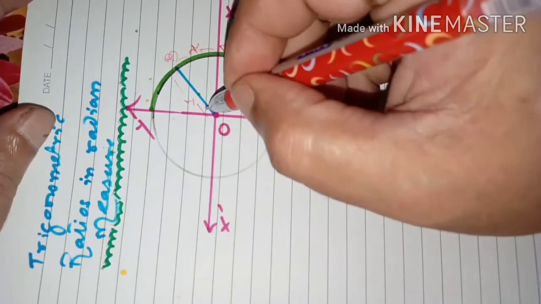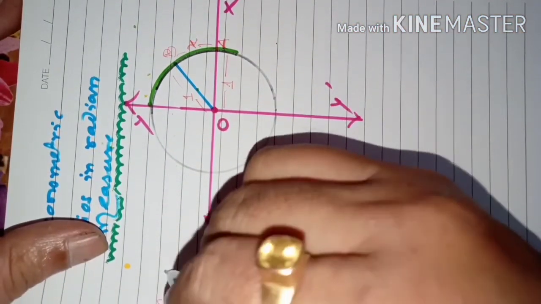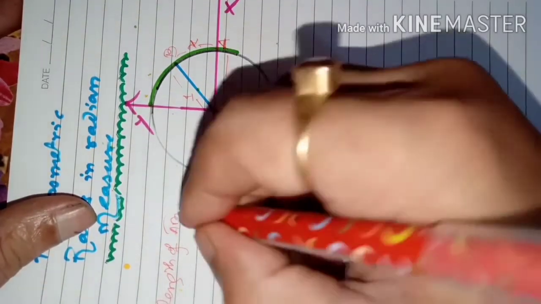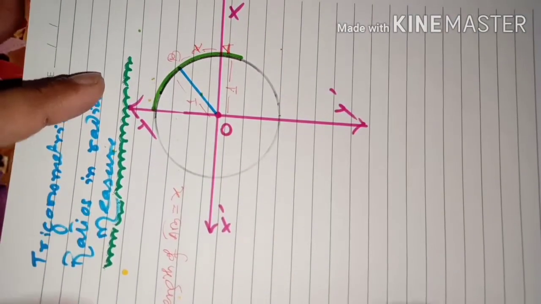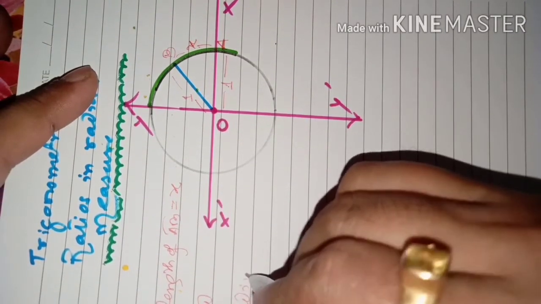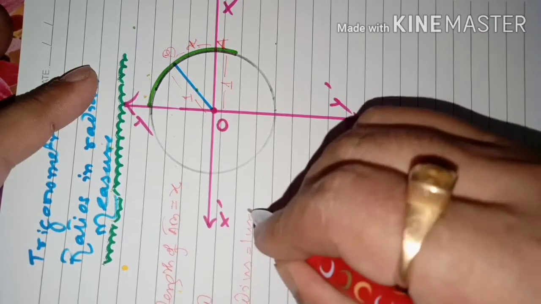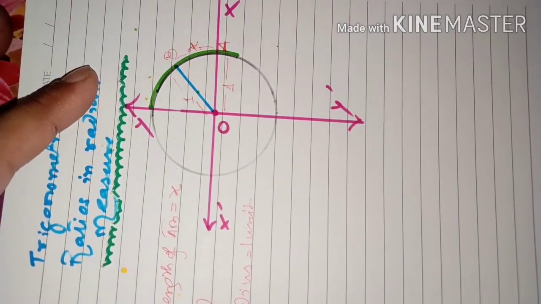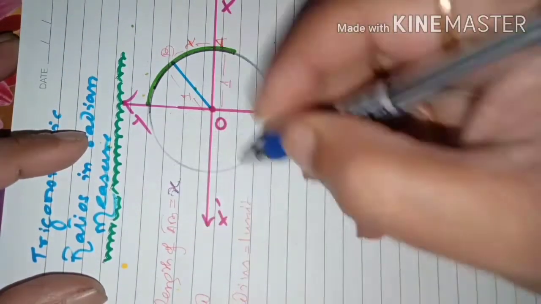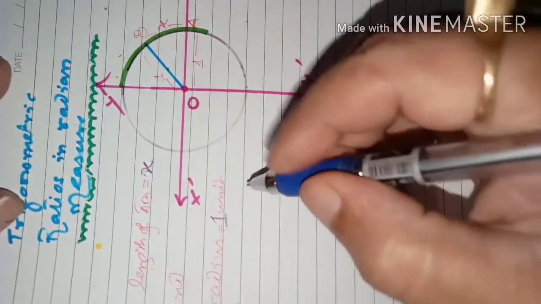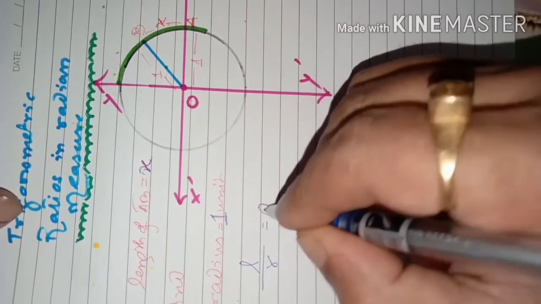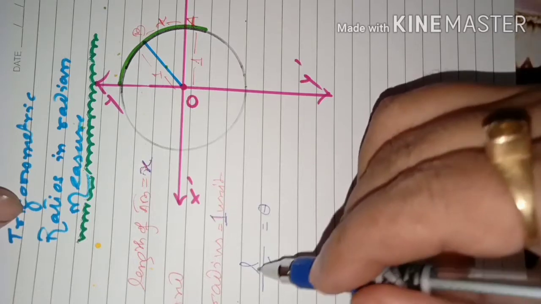And radius is 1. So here you see, length of arc AB is equal to x unit, and radius r is equal to 1 unit. So length is x unit and this radius is 1 unit. Okay, so you know the relationship: length of arc by radius is equal to radian measure of the angle subtended by the arc at the center of the circle.